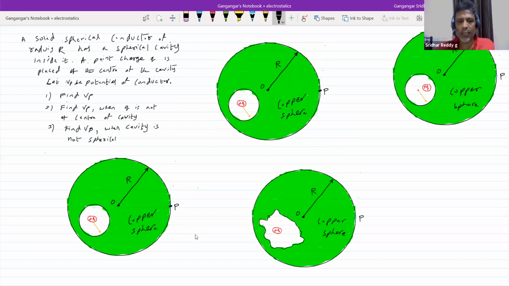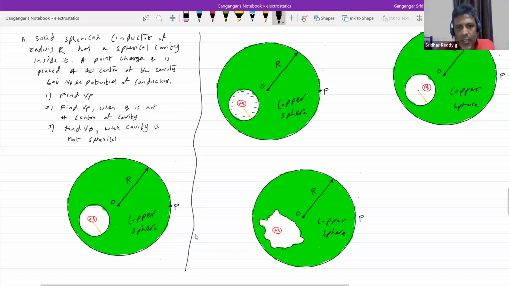Okay, now let's come for this. This is our question. We'll isolate it. Let's come for this. So what will this point charge do? It will induce charge minus Q. As it is at the center of the cavity, it will be uniform. So I'll put a minus Q charge. And what will it do? It will induce charge, this one.